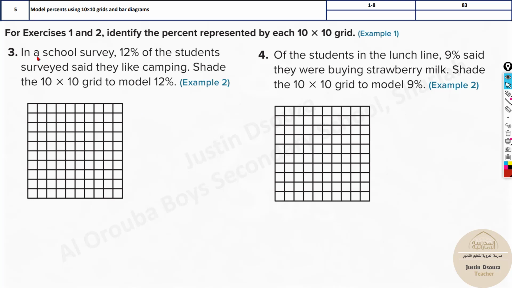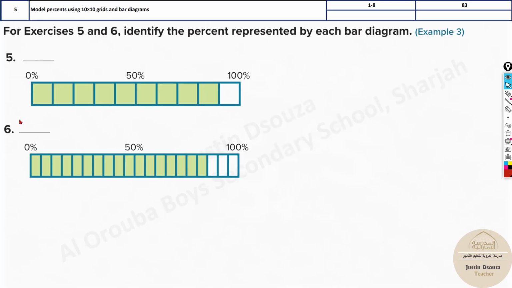Now, next one, we have to note: in a school survey, 12% of the students surveyed said that they like camping. Shade in this 10 by 10 grid, that is a 100% grid, to model 12%. Just shade 12 of the blocks like this. How much? 12. One row would be 10. This is 10, 11, 12. This is the answer. Same way over here, you should just shade 9%. So 9 of the blocks, as mentioned in the question. That is the answer. So that's it.